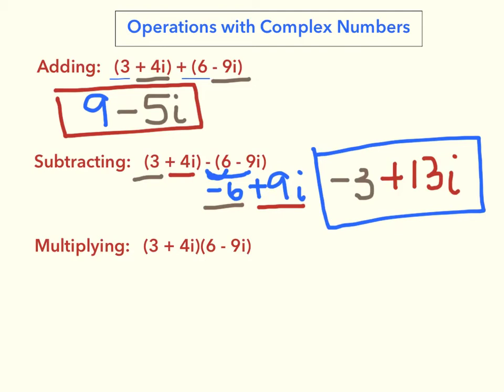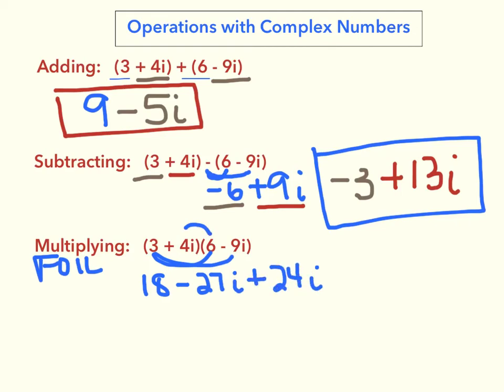When you multiply two complex numbers together, we just FOIL. So 3 times 6 is 18, 3 times -9i is -27i, 4i times 6 is plus 24i, and then 4i times -9i is -36i squared. Now here's the part that's going to be important. We don't ever want an i squared in our answer, because if you remember, i squared equals negative 1. So we just substitute negative 1 in for i squared.